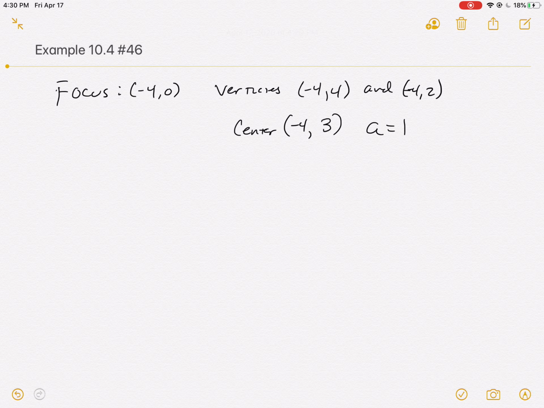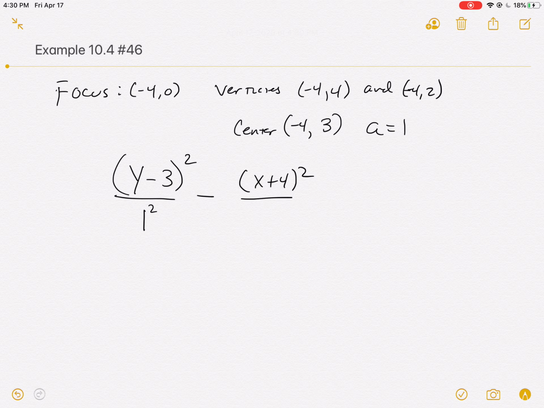We are also seeing that everything's happening in the y direction. So now we know it's y minus 3 squared all over 1 squared, I'll put the squared on that for emphasis, minus x plus 4 squared all over b squared is equal to 1. So we know the equation that far.